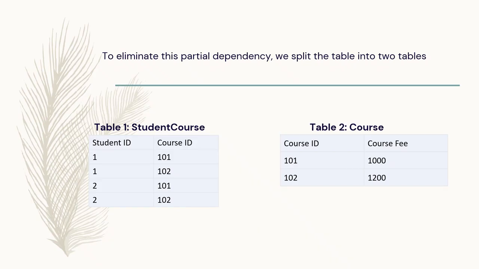Eliminating partial dependency reduces the redundant data. For example, without second normal form, the course P would be stored multiple times for each student enrolled in the same course. By splitting the table, the course P is stored only once for each course.